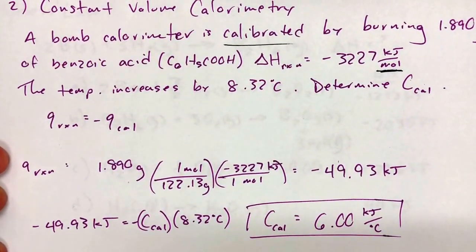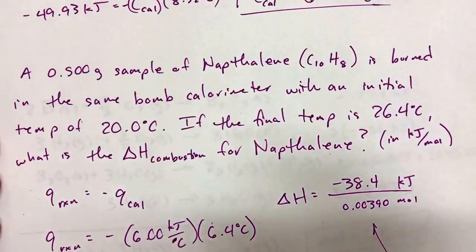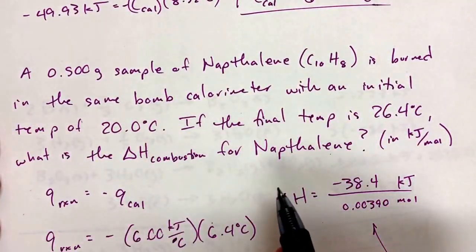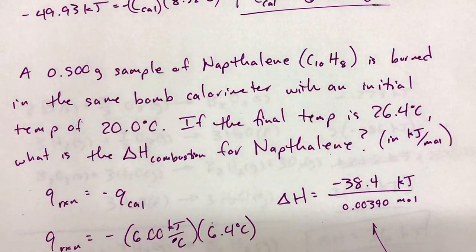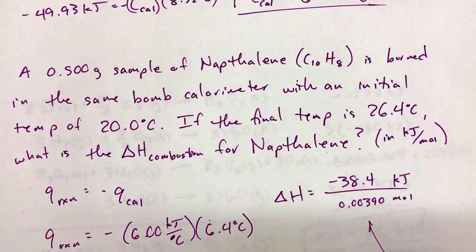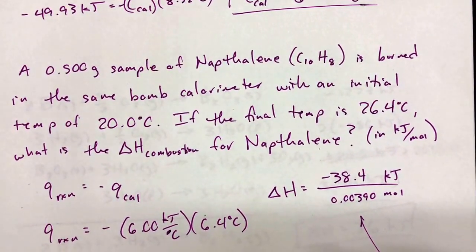And then in the second part of that same question, you would have the actual testing of the unknown. That's what bomb calorimetry does. You figure out the delta H for combustion of various substances, or the food content of various substances.